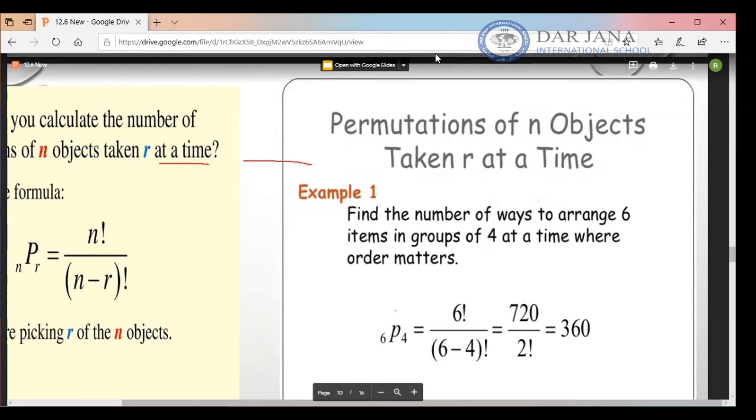They should mention that the order matters, because otherwise we will be using another way. So here I have 6, which is n, and I have 4 at a time, which is the r. So we're just going to apply the rule. 6P4, which is 6 factorial over 6 minus 4 factorial. You can use the calculator, which is 720 over 2 factorial, and this is the final answer. Or you can do mental math, which is 6 factorial over 2 factorial. 6 minus 4 is 2 factorial.